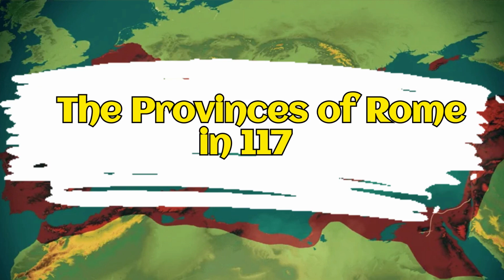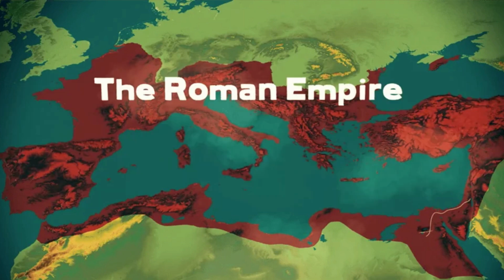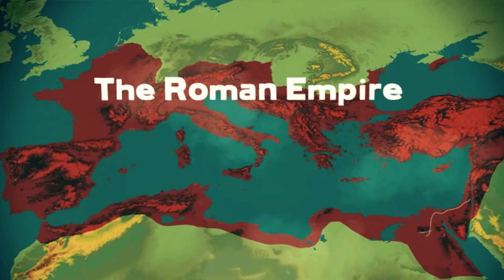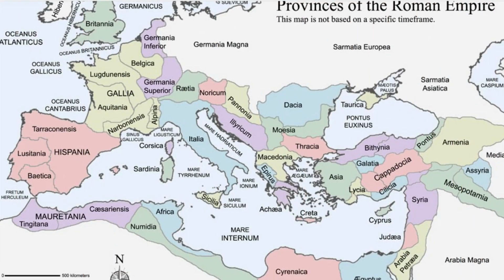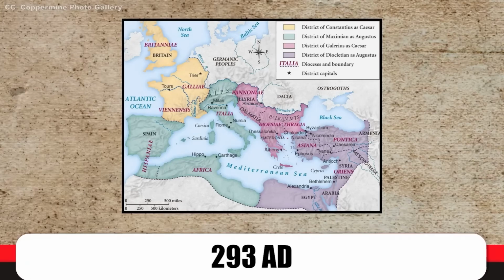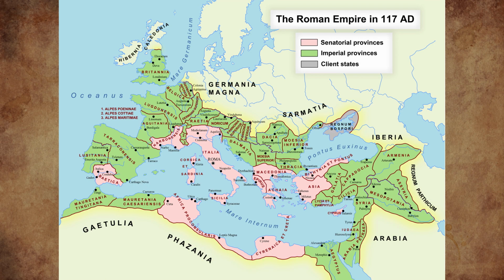The provinces of Rome in 117. The zenith of Roman power under Trajan in 117 AD saw the administrative division of the empire into provinces. This division, a testament to the complexity of governance, evolved over time as territories were gained or lost. Trajan's era witnessed 46 provinces, a number that burgeoned to 96 during the reign of Diocletian, 285–305.